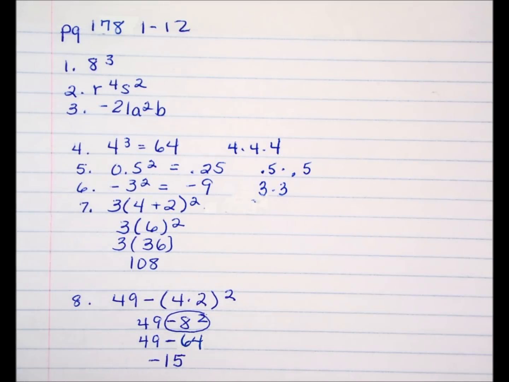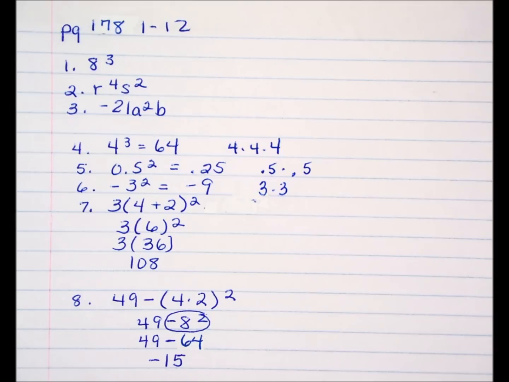In the next one, they started reminding you about the order of operations, and you really need to remember that, which says parentheses and then exponents. So the first thing I did was add 4 plus 2 to get 6. Then I did my exponent, 6 squared. 6 times 6 was 36. And then I did my multiplication. 3 times 36 is 108. So you should have come out with 108.